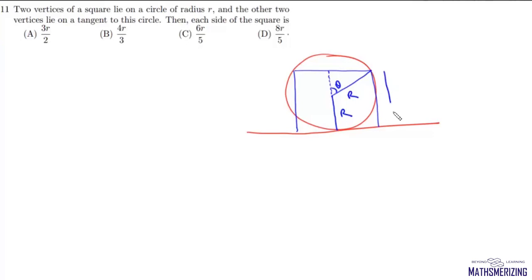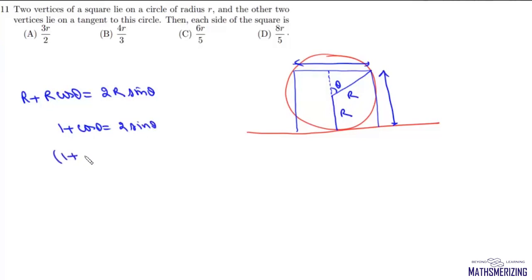Now we can find the length of this side. The length of this side will be r plus r cos theta. So we can write r plus r cos theta, and it will be equal to the length of this side, which is 2r sin theta. So we can write 1 plus cos theta equals 2 sin theta. Now we'll square, so we write (1 plus cos theta) whole square equals 4 sin square theta, and sin square theta is 1 minus cos square theta. Now one of the results that we'll get is 1 plus cos theta equals 0, that is cos theta equals minus 1, which will make this angle pi, which doesn't make any sense.